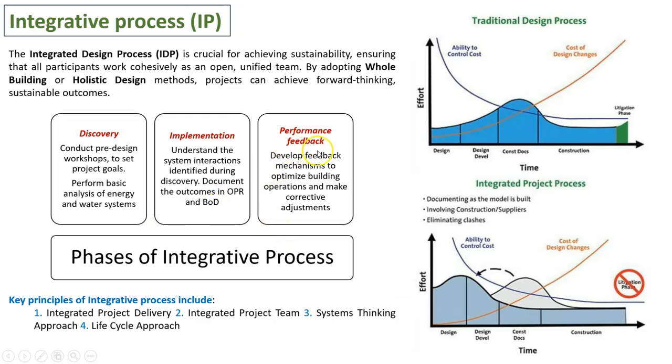Then performance feedback: develop feedback mechanisms to optimize building operations and make corrective adjustments over the period of that use phase, right? Then if you see the principles of the integrative process, four different principles are there. So from the exam perspective, you need to know about these things, right? Integrated project delivery, IPD, then integrated project team, then systems thinking, and a lifecycle approach, right?